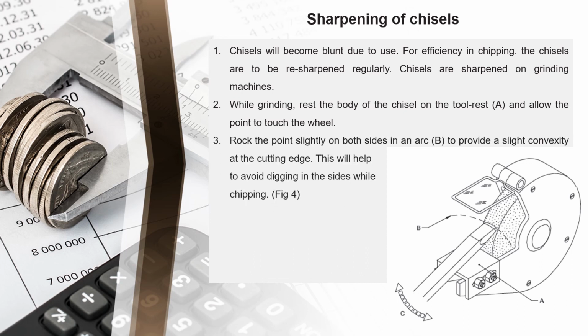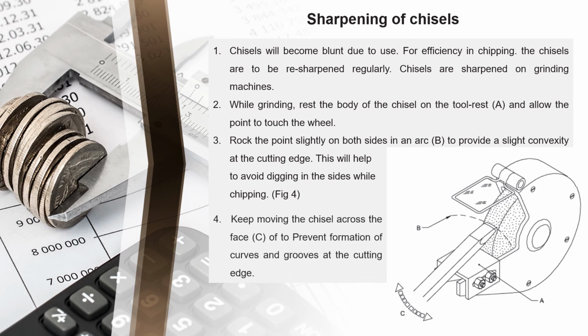Rock the point slightly on both sides in an arc to provide a slight convexity of the cutting edge. This will help to avoid digging in the sides while chipping. Keep moving the chisel across the face to prevent formation of curves and grooves at the cutting edge.